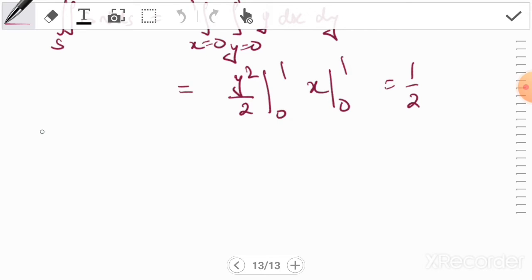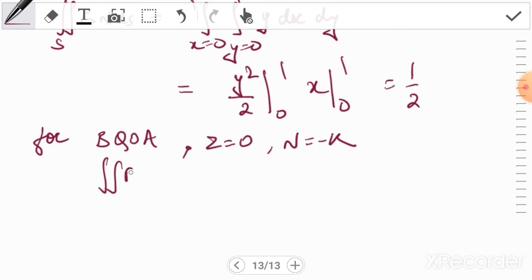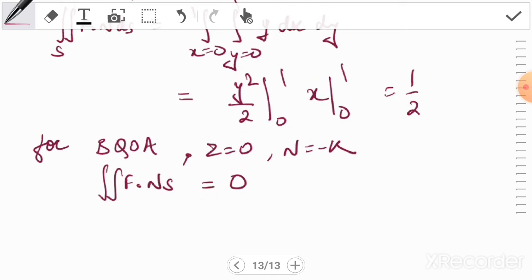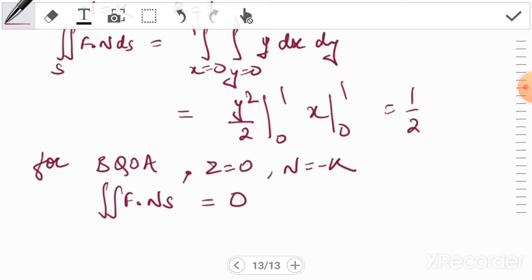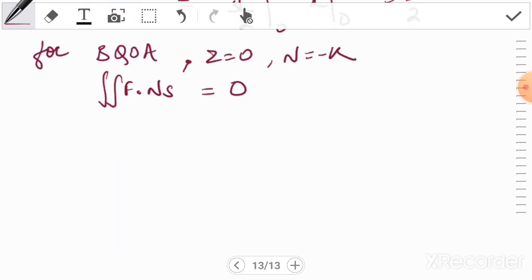So for BQOA, z is equal to 0 and n is equal to minus k. So f dot n ds is equal to 0 because it was yz, right?